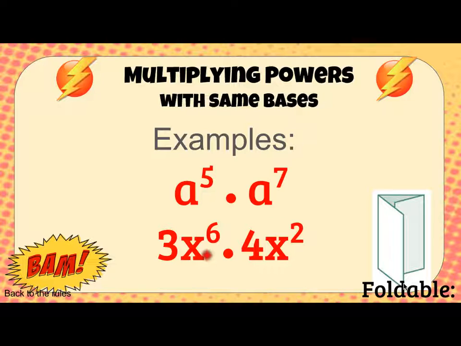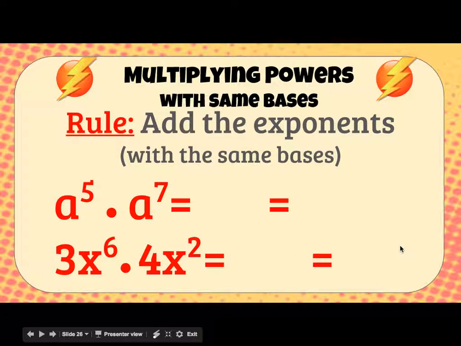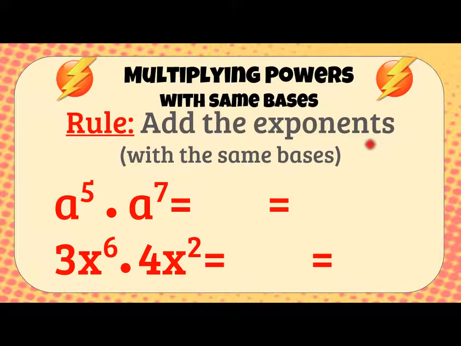Okay, so open up that foldable then, and inside the tab is the rule. When we have same bases, and you can put the answer inside the flap as well, so put the rule inside and then put the answer inside the flap. Or you can put it on the outside as well, whatever you desire. So when it comes to this, our rule is we add the exponents with the same bases. So if they have the same base, we add the exponents together.